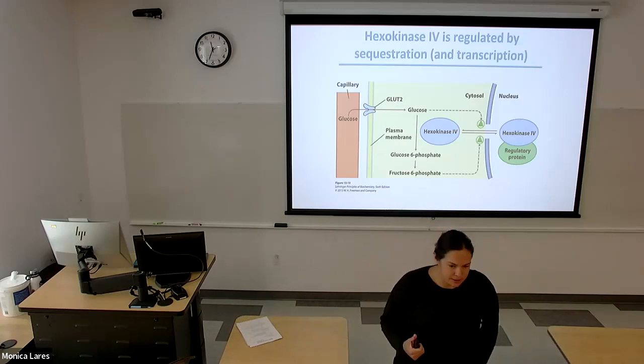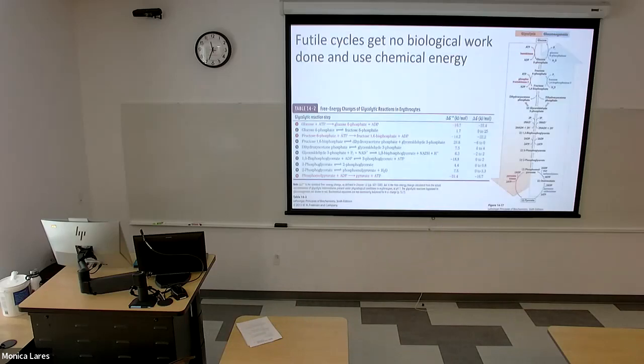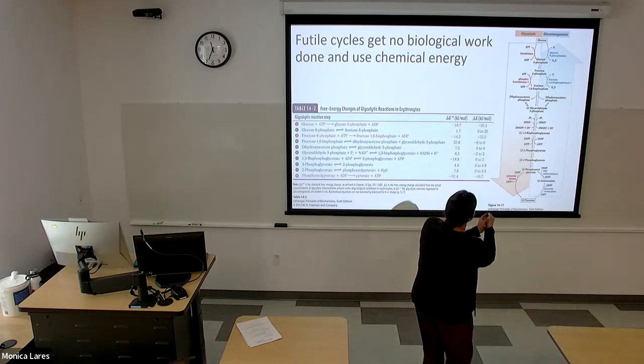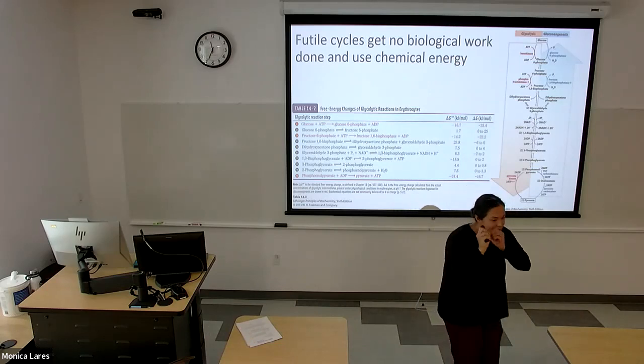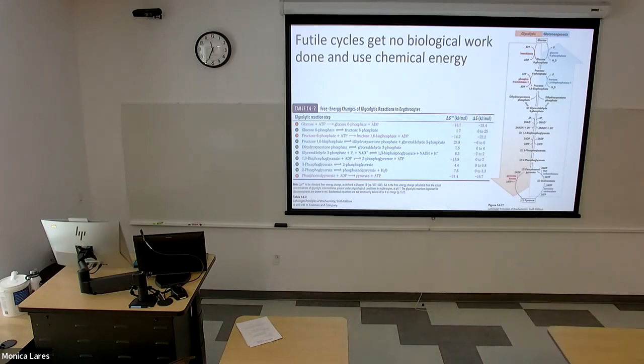Other questions? Okay, it says hexokinase is also inhibited by ATP, which is technically a substrate for this enzyme. Hexokinase takes ATP and glucose and makes glucose 6-phosphate. ATP and glucose are the reactants, glucose 6-phosphate is a product. But ATP can come back and inhibit hexokinase.